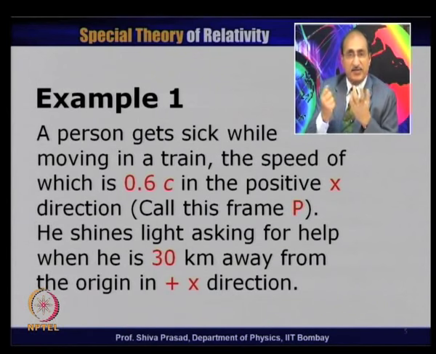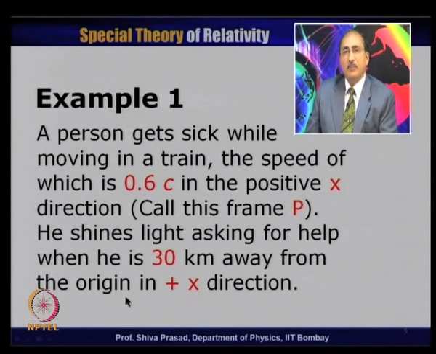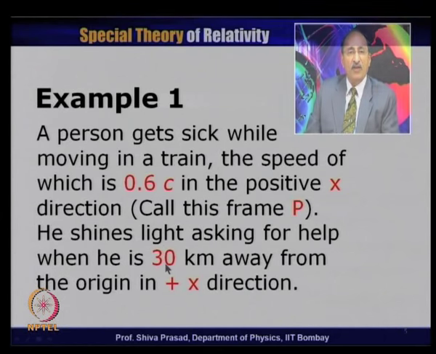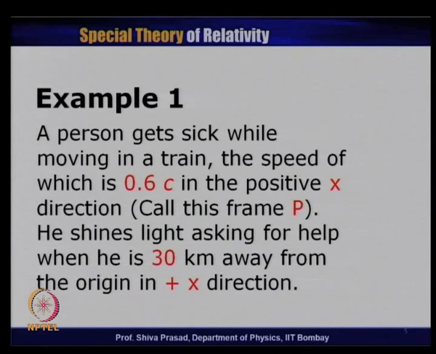Now this person, once he gets sick, sends a distress signal by emitting light. He emits light asking for help. At that particular instant, when he gets sick and sends the signal, he is 30 kilometers away from the origin in the plus x direction. That is what we have written. A person gets sick while moving in a train, the speed of which is 0.6c, obviously relative to the ground, in the positive x direction. Call this frame P. He shines light asking for help when he is 30 kilometers away from the origin in the plus x direction.